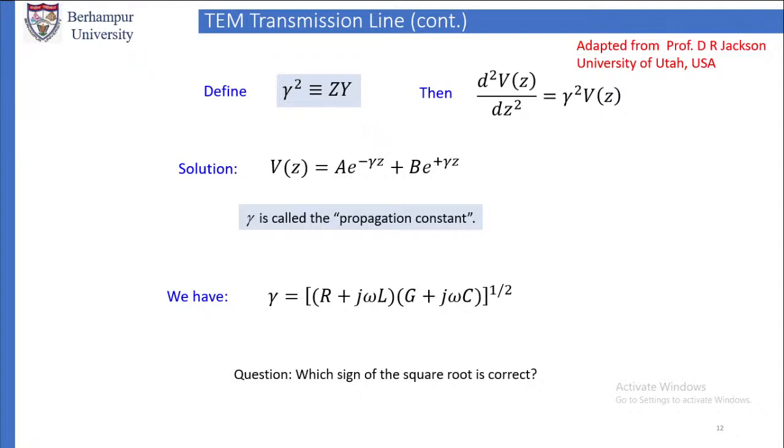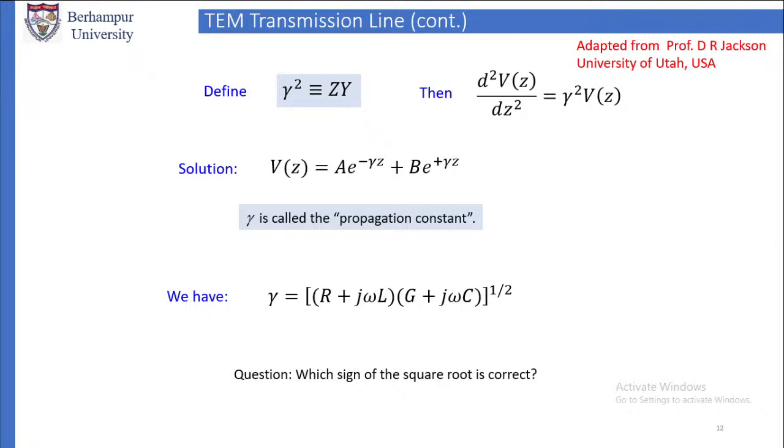The solution will be of the form Vz is equal to A exponential minus gamma z plus B exponential plus gamma z. Gamma is here called the propagation constant. Now minus gamma z gives you the propagation in the positive z direction, plus gamma z gives you the propagation in the negative z direction.